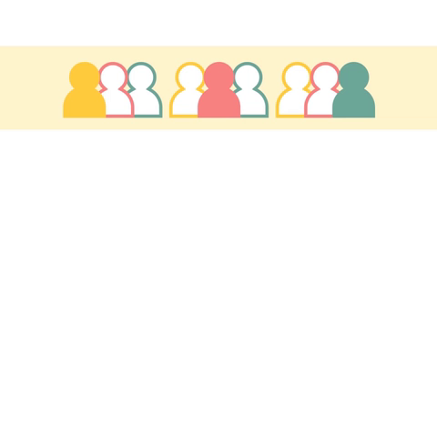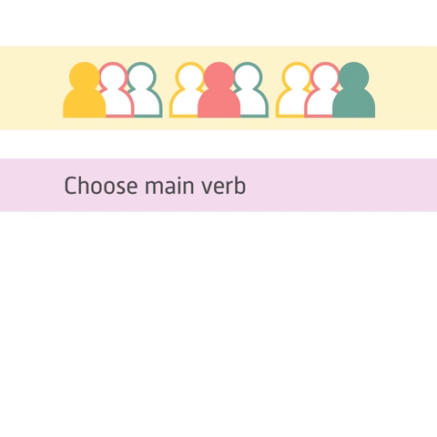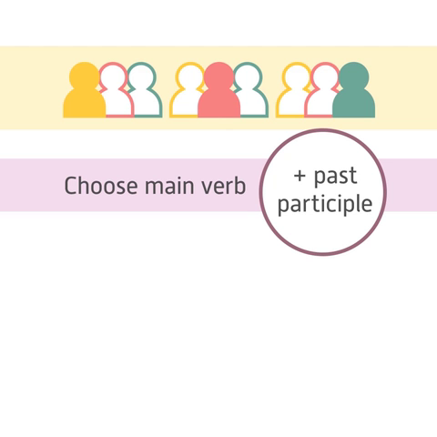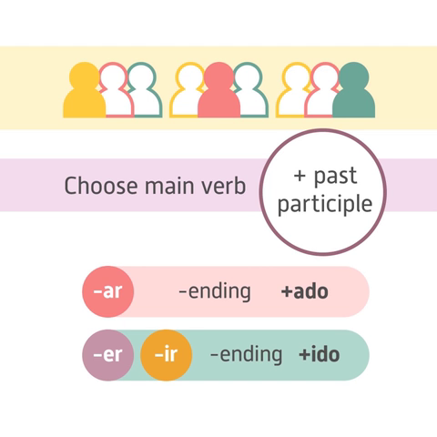Choose the person that you want to use. Then, when you're choosing your main verb, remember to add the past participle. The rule for this is very simple. If the infinitive ends in ar, you remove that ending, leaving the stem, and replace it with ado. If the infinitive ends in er or ir, you remove that ending and replace it with ido.